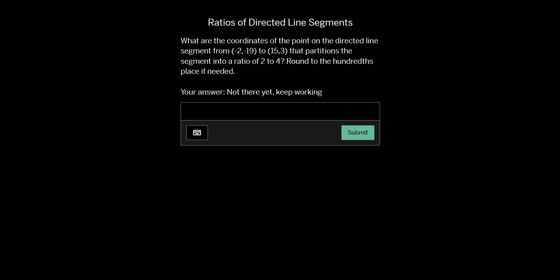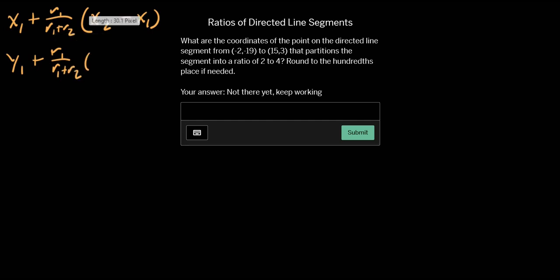So partitioning a directed line segment is what this question is asking for. And so there's a particular formula that we have for partitioning line segments. And that formula is x1 plus r1 over r1 plus r2 times x2 minus x1. And the same thing, but with y's. So y1 plus r1 over r1 plus r2 times y2 minus y1. So we take our coordinates and we just plug them into these formulas.